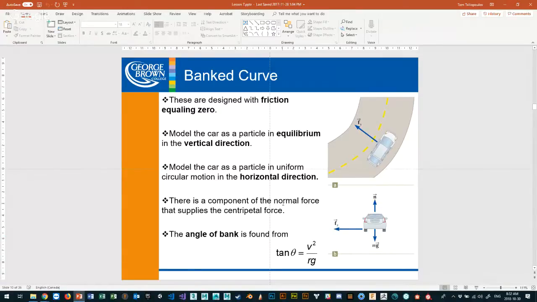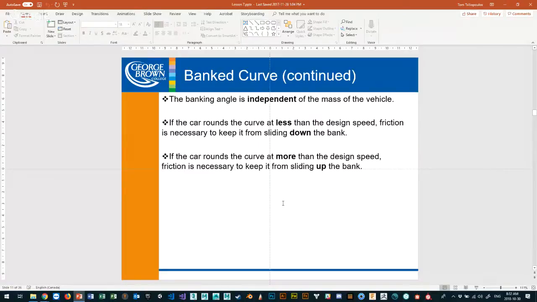So, all right, let's continue. So again, the angle is independent of the mass of the vehicle, it doesn't matter, right? And if the car rounds the curve at less than the design speed, the friction is okay, right? But if it goes more than the design speed, if it goes way faster than it should, then it's potentially going to, again, fly off into oblivion, right?